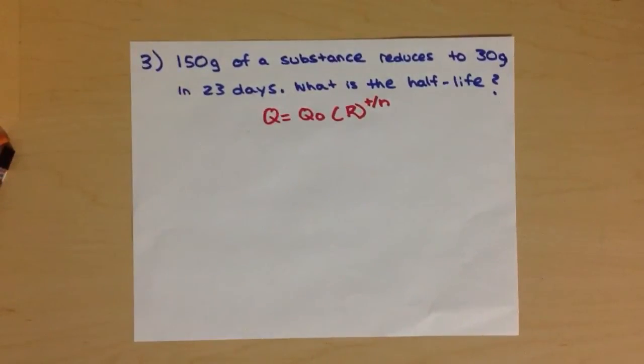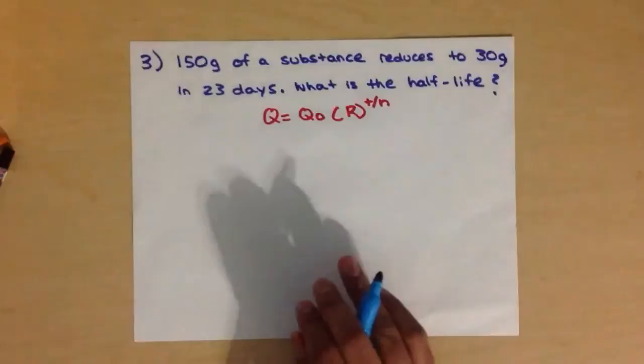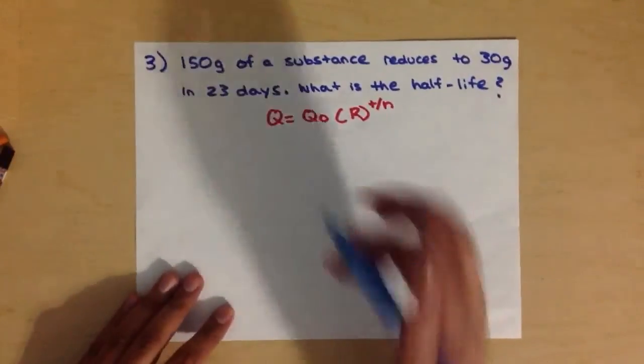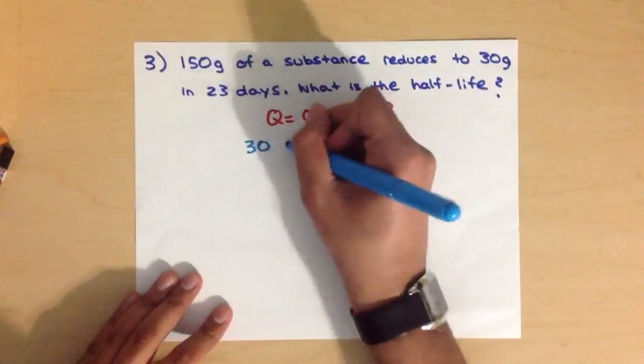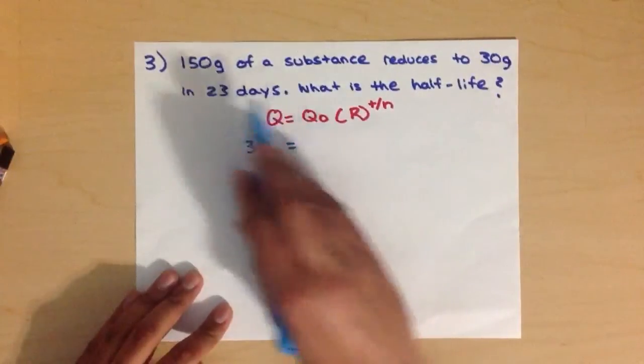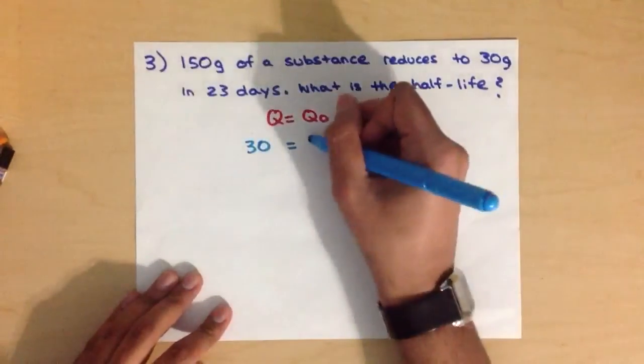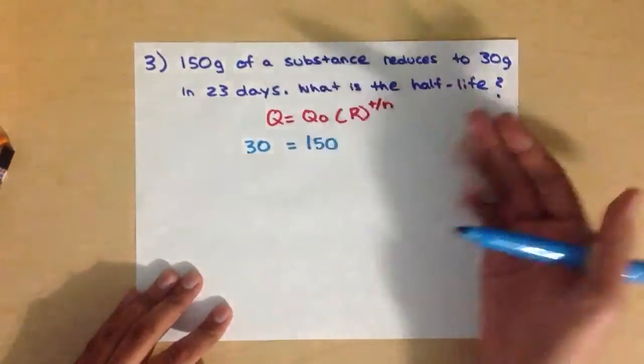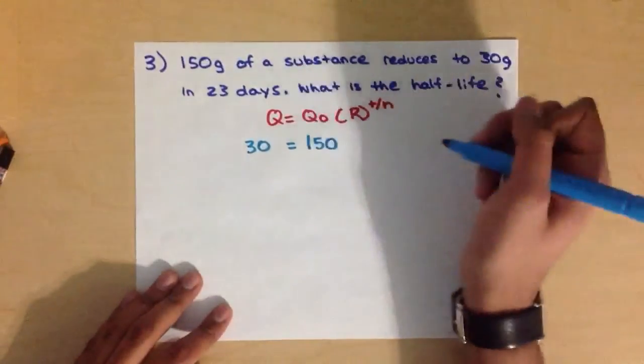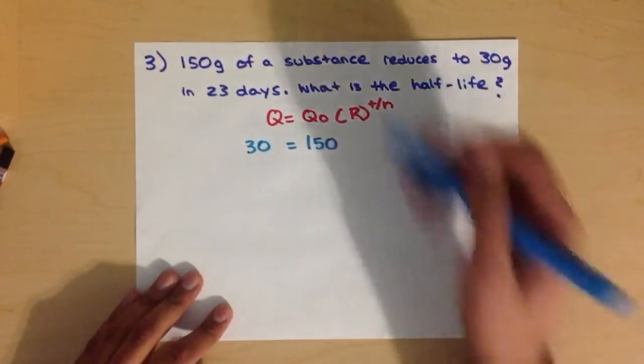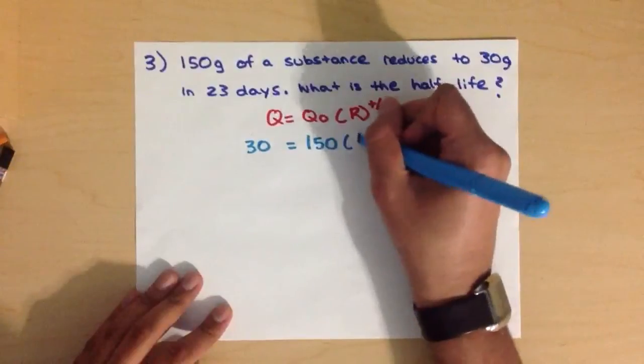So what you're going to do, you're going to write that you have 30 grams here. Okay, what did you originally start out with? You started out with 150 grams, so you're going to write 150. It's a half-life question, so R is going to be equal to half.